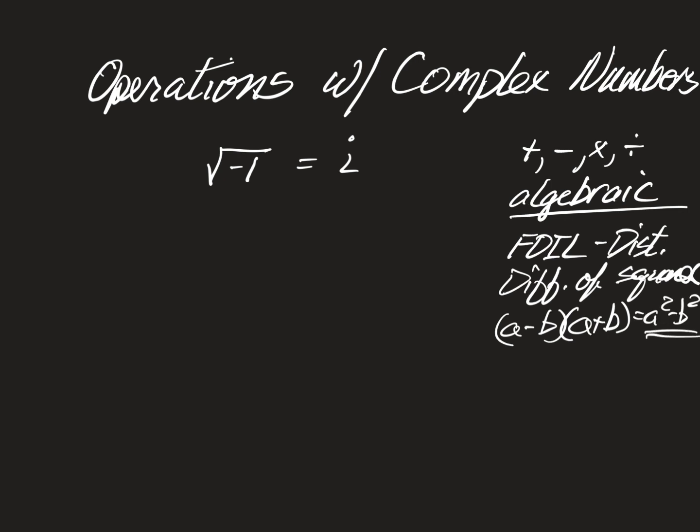So these are going to be your best friends algebraically today. And so I want you to keep that in mind. You'll see them pop up as we go along. So let's get started with complex numbers. So our definition is the square root of -1 is equal to i.